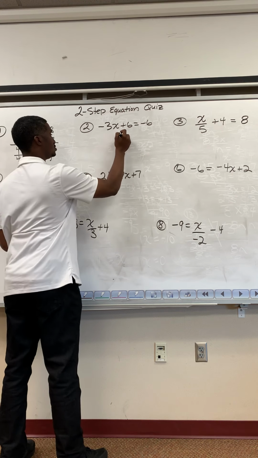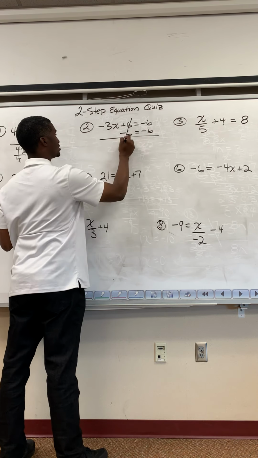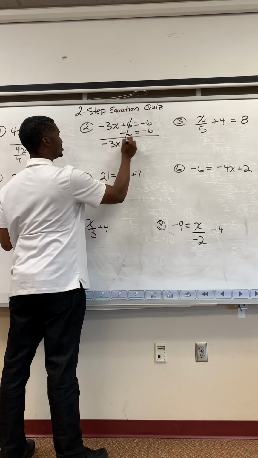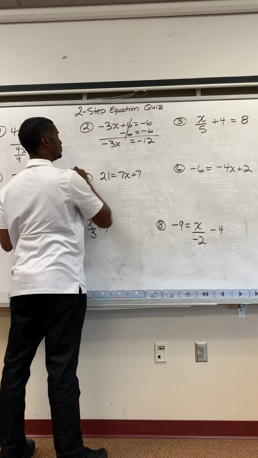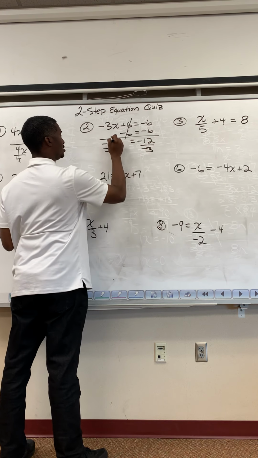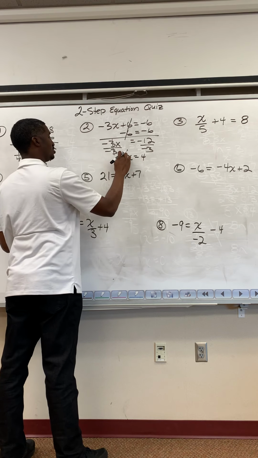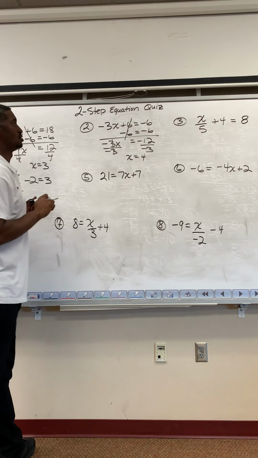Number 2, subtract 6 on both sides. Cross out, leaves us with negative 3x is equal to negative 12. Divide both sides by negative 3. We're left with 1x is equal to positive 4. Don't need the 1 in front of the variable.